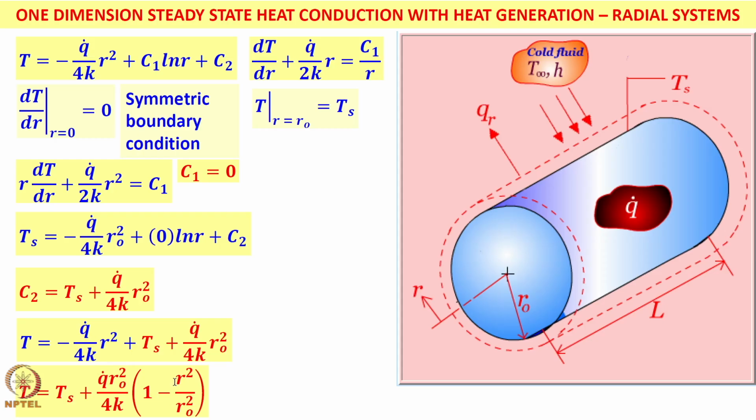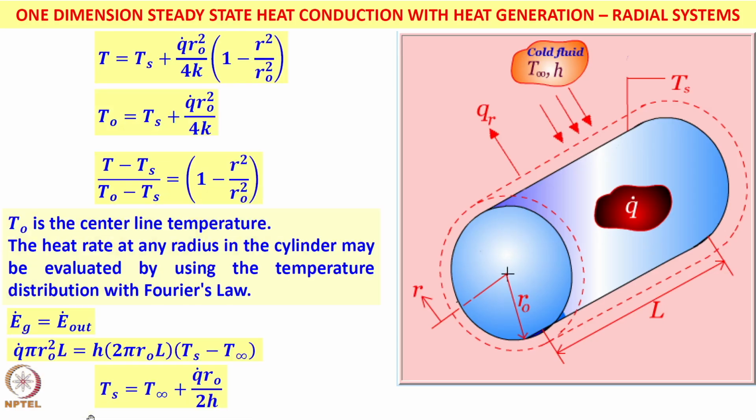The maximum temperature is at the center line, from here itself we know that, and so when you put r equal to 0, this term will vanish. Maximum temperature is surface temperature plus q dot r naught squared by 4k. Okay. So, all that is given here, and you want to write it in a non-dimensional form.